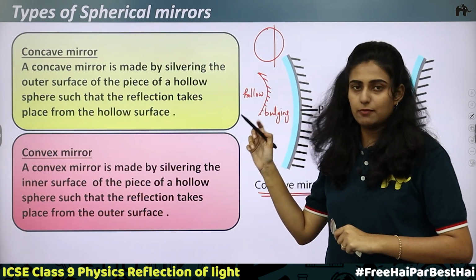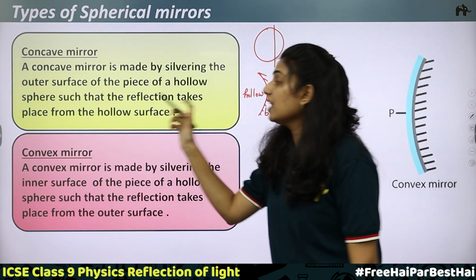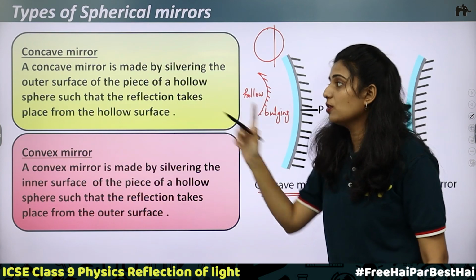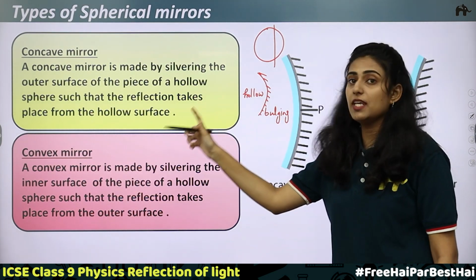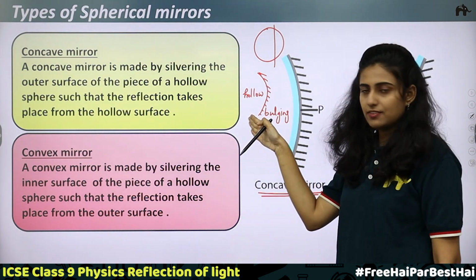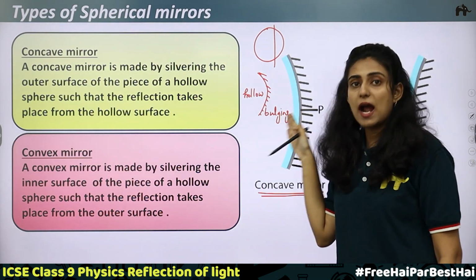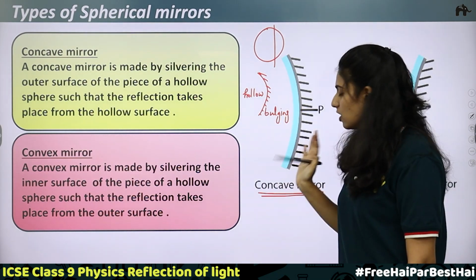First type is a concave mirror. A concave mirror is made by silvering the outer surface of a piece of a hollow sphere such that the reflection takes place from the hollow surface. So this is a hollow surface and this is the outer surface, which is a bulging surface. Okay, understood the concave mirror.